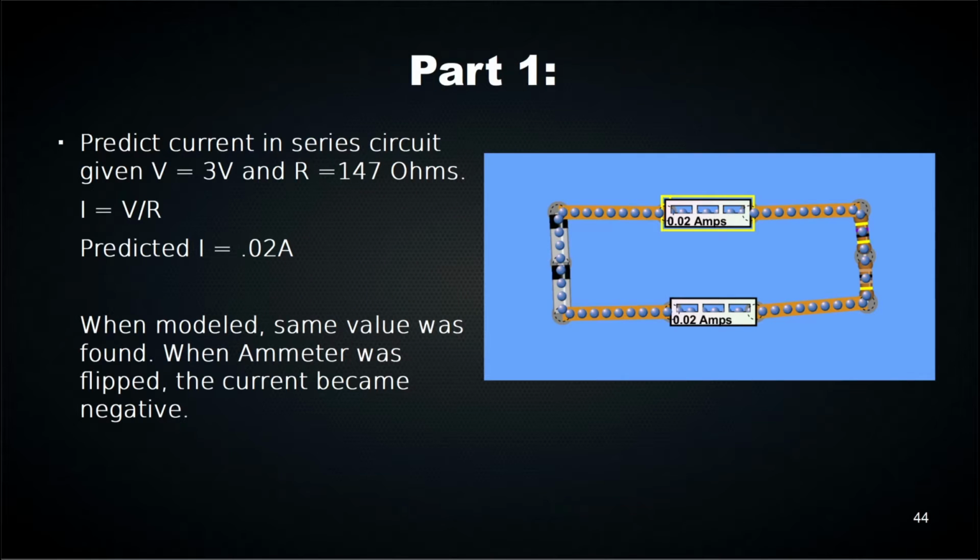For part 1 of the lab, we first predicted the current in a series circuit given the voltage being 3 volts and the resistance being 147 ohms. We predict this to be 0.02 amps. When modeled inside of Circuit Simulator, we were able to find that this value was correct, and when we flipped the ammeter, the current became negative.